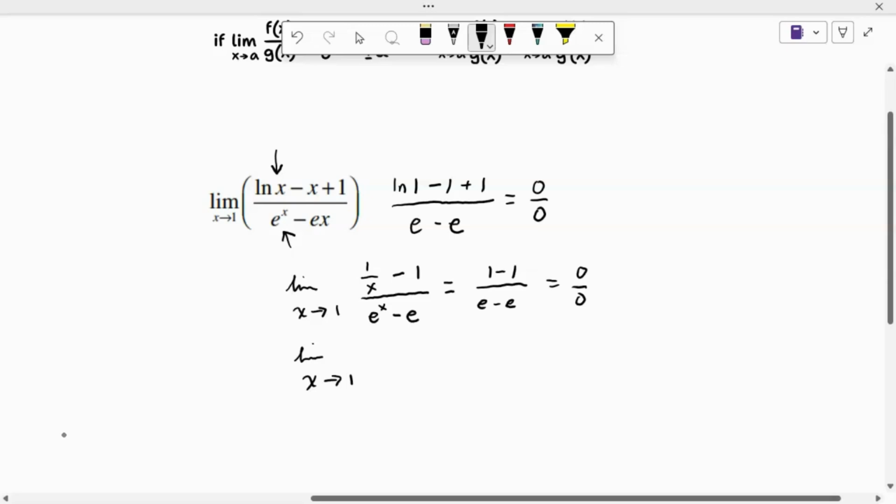as x approaches 1. The derivative of 1 over x would be negative 1 over x squared. The derivative of negative 1 is 0. The derivative of e to the x is e to the x, and the derivative of the constant e is 0. So now we try to plug in x equal 1, we would get negative 1 over e as our solution.